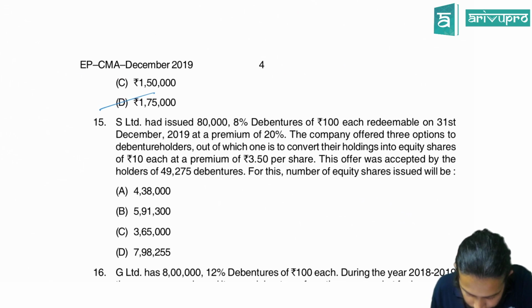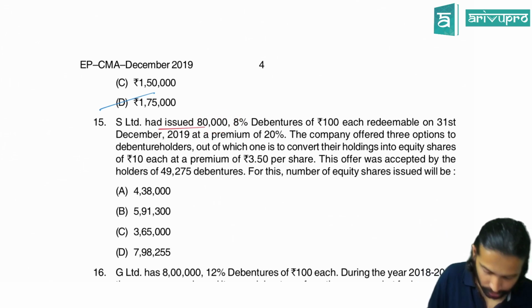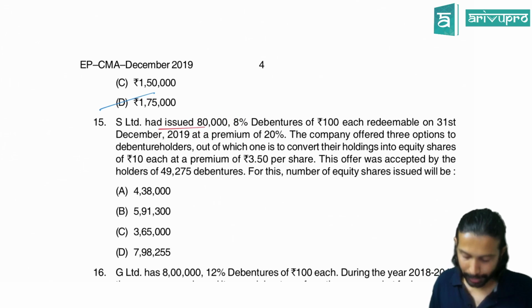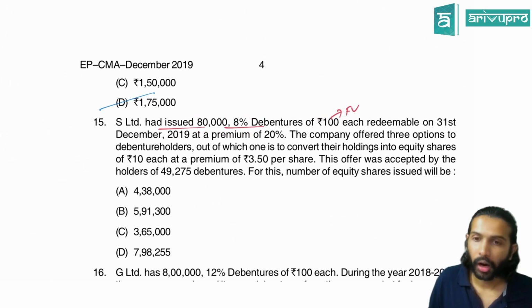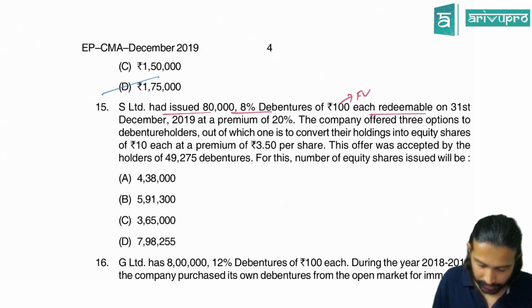Next question. S Limited has issued about 80,000. They have not said rupees 80,000, they just said 80,000. That means this 80,000 is the number of debentures. The company has issued 80,000 debentures. These debentures carry an 8% interest rate, and the face value of each debenture is 100. They are redeemable on 31st December 2019 at a premium of 20%.